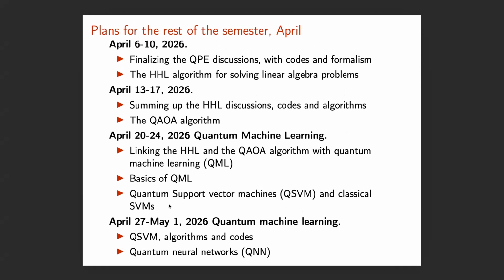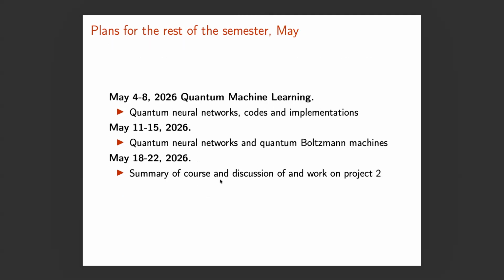And then we have one of the classic approaches, which you will encounter in basically every textbook on quantum machine learning, which is to link classical support vector machine algorithms with quantum support vector machine algorithms. And then we will dive into quantum neural networks and continue with that and look at some implementations. And then if we get time, I may say something about one of my favorite topics, which is about Boltzmann machines. And then finally, we wrap up that last week. This is roughly the plan for the rest of the semester.